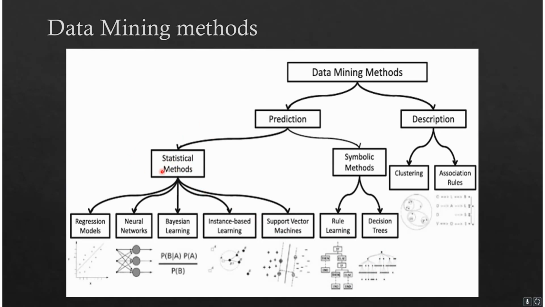And then we have statistical methods such as regression models, neural networks, Bayesian learning, instance-based learning, support vector machines, and so many other algorithms out there that I will not be talking about. But I will be giving an example about regression models. I'll be talking a little bit about neural networks, and that's it. So if you want to learn more about statistical models or machine learning in general, then I advise you to go and look up more and better tutorials.